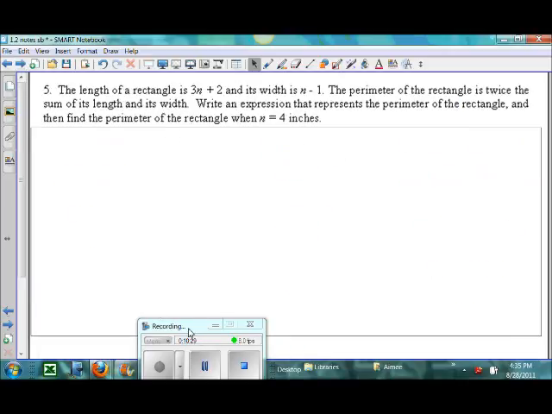The last example is more of a word problem that you'll see in your assignment. We have that the length of the rectangle is 3n plus 2, and its width is n minus 1. The perimeter of the rectangle is twice the sum of its length and width. We need to write an expression that represents the perimeter of the rectangle, and then find the perimeter of the rectangle when n equals 4 inches. So I suggest anytime they give you a perimeter and area problem or something where it's easier to visualize things, to actually draw the picture.